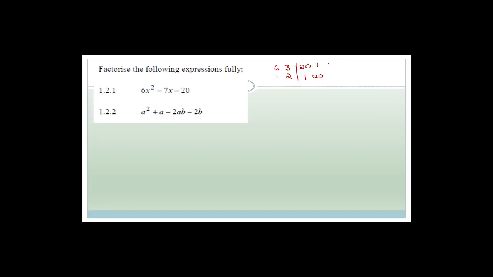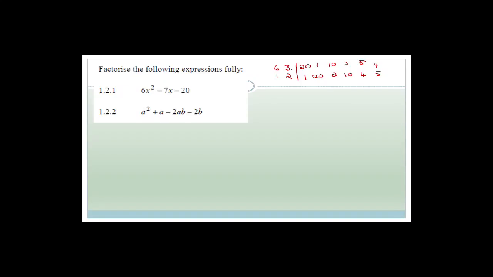And then we've got 10 and 2, and 2 and 10. And 5 and 4, and 4 and 5. The signs have to be different and the bigger one has to be a minus. So 6 times 1 is 6 and 1 times 20 is 20. It's definitely not going to give me a 7. 6 times 20 is 120.